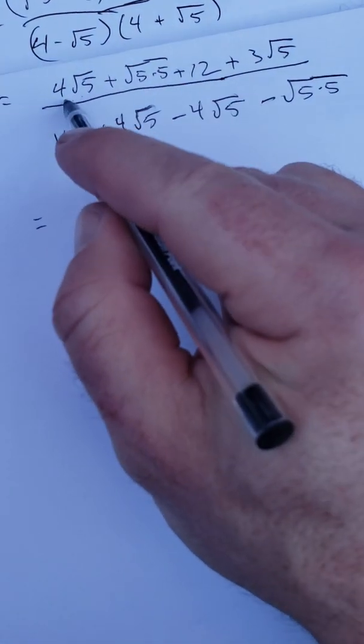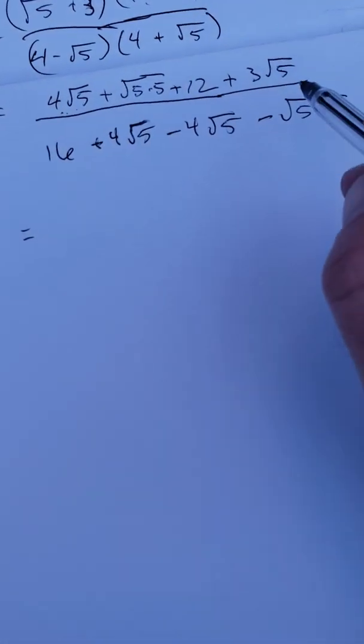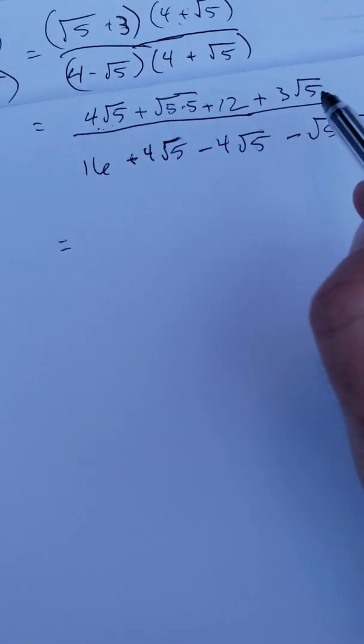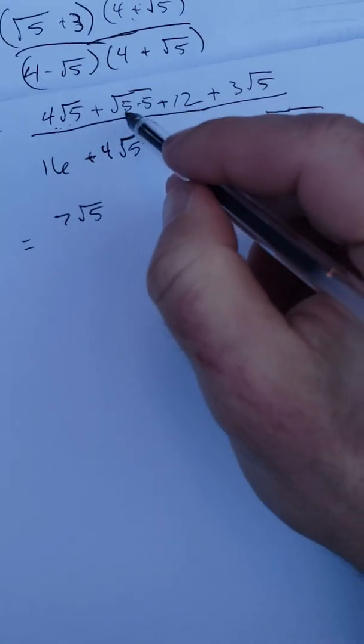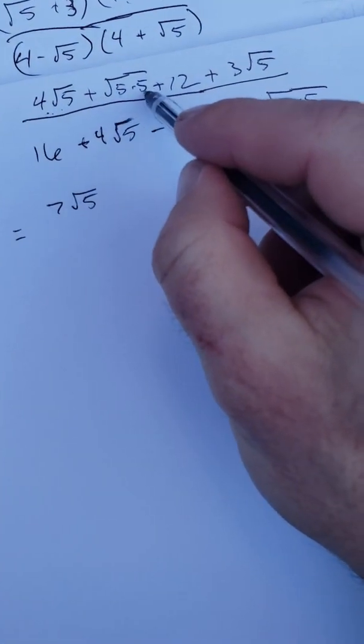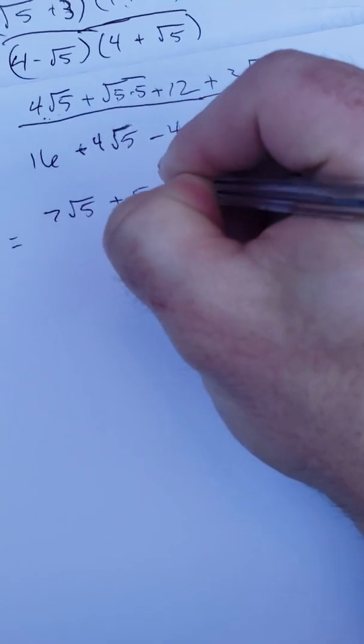Let's do the top. So I got 4 square root 5, and I have 3 square root 5. This is the lesson from the other day. If you don't know what to do here, go do the lesson from the other day. So I have 7 root 5, okay? Square root of 5 times square root of 5, this is just 5. Okay, so I'll even break it down for you one more time here.